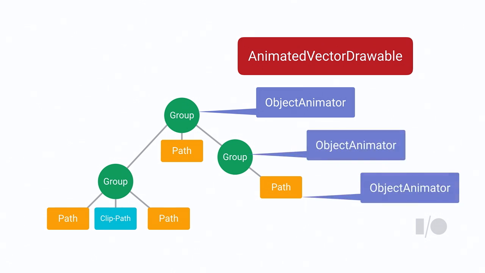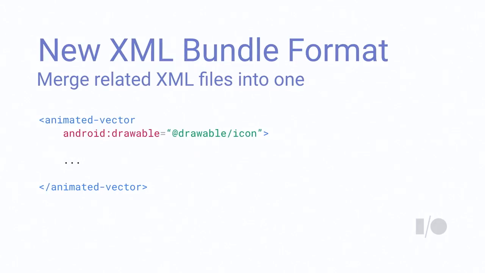Also, you can add more object animators to different nodes, to their different attributes, to make your animation look even better. There's one caveat you may be able to see here. That means one animated vector drawable could involve multiple, sometimes even 10 or 20 XML files. To ease the pain, we actually introduced a new XML bundle format to merge related XML files into one. This is in the latest build 2, and is also backward compatible.